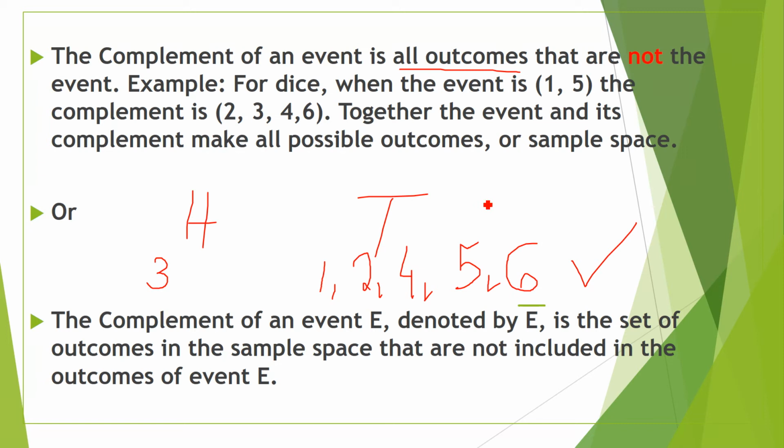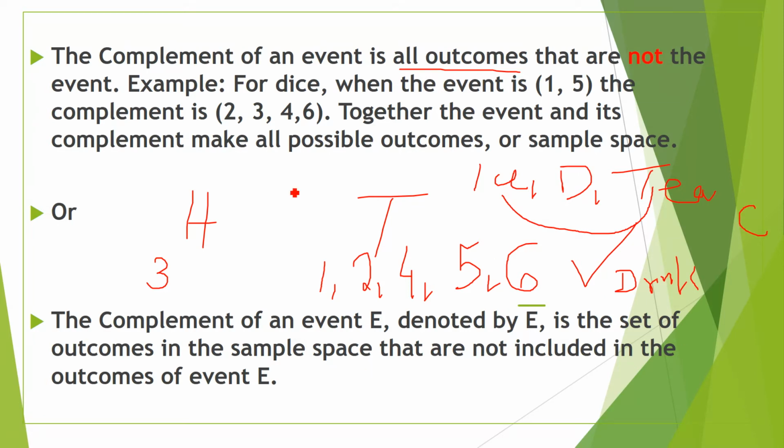One more example. Suppose I have ice cream, drink, and tea. Out of these three, if I pick, suppose drink is the event. So what is remaining? Ice cream and tea. So ice cream and tea is the complement of the event.